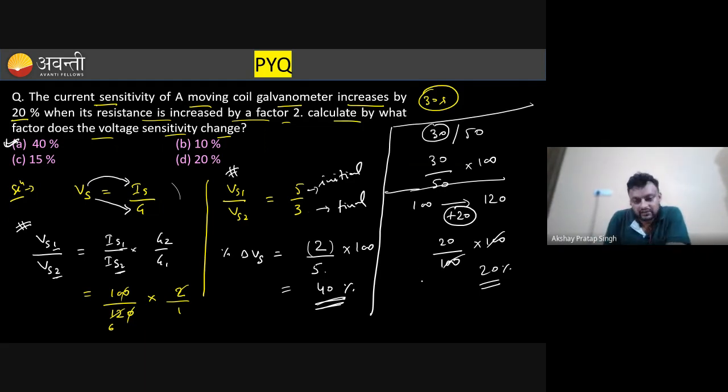Now tell me, if this ratio VS1 over VS2 comes out to be 4 by 5, what is the percentage change in the voltage sensitivity? Can anyone answer? I'm just waiting for 10-20 seconds.